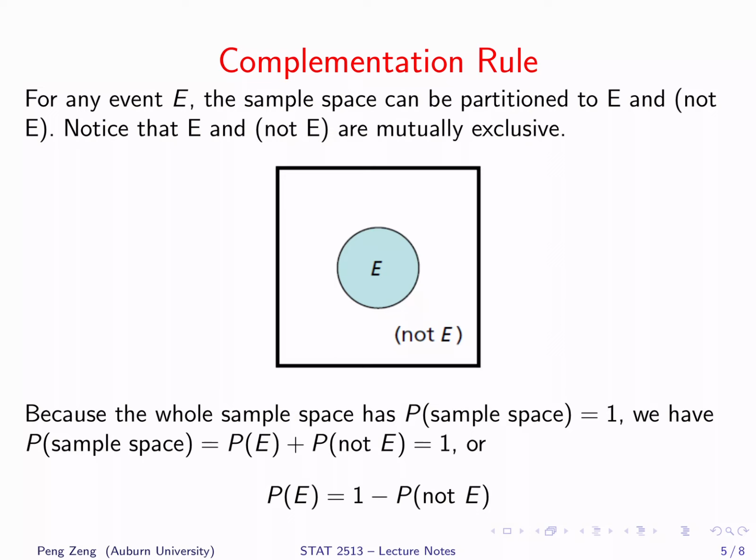Hence, probability of E plus probability of not E equals 1, or probability of E equals 1 minus probability of not E. This formula is called the complementation rule. We can use it to calculate the probability of an event from the probability of its complement.